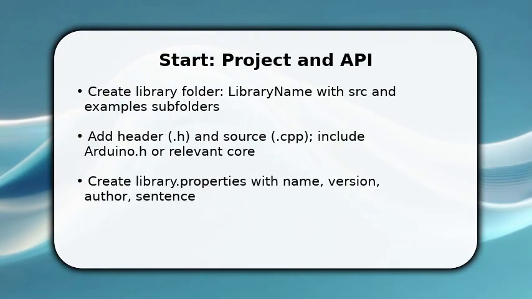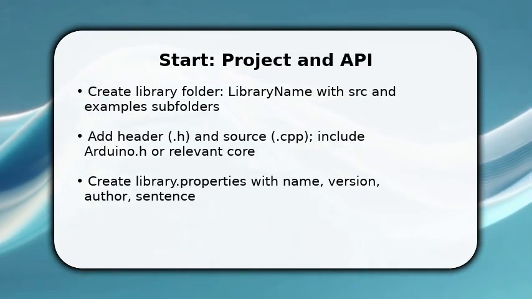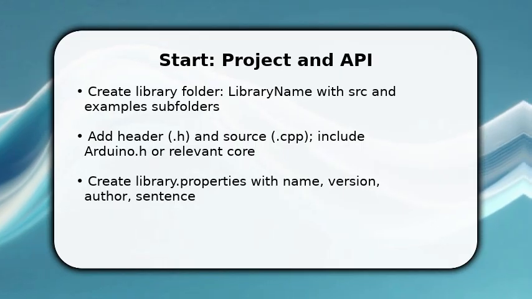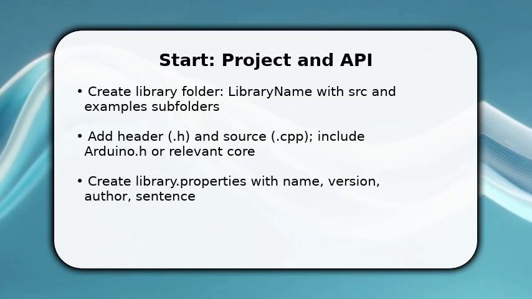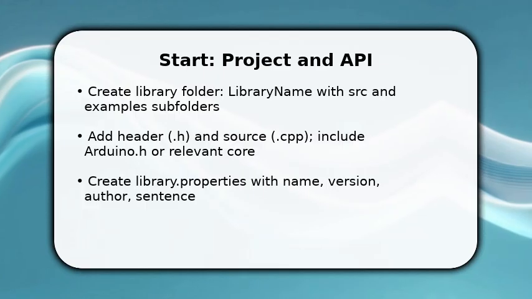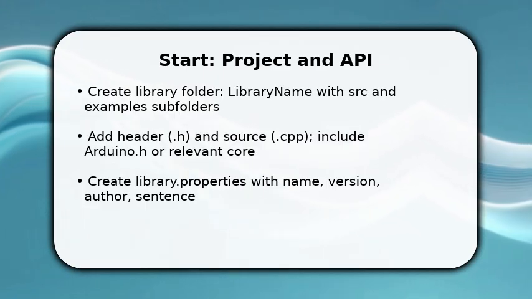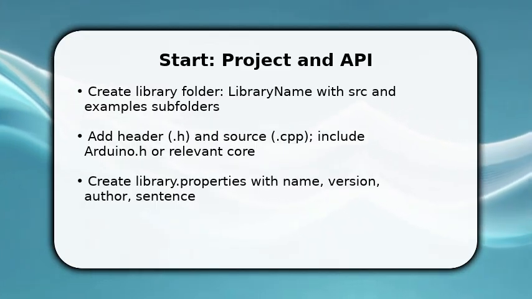You begin by choosing a clear library name and minimal public API. Create the library name/src and library name/examples folders now and add your header and CPP files. Include Arduino.h in the header so core types resolve. Once done, write library.properties with name, version, author, sentence, and category to make the library discoverable.